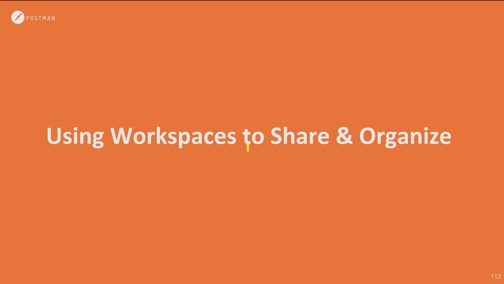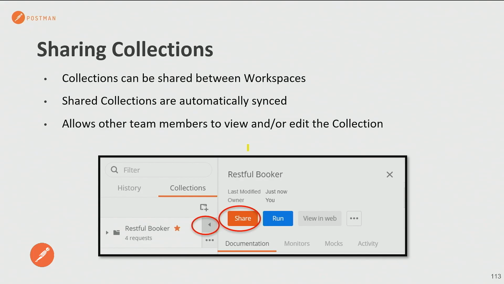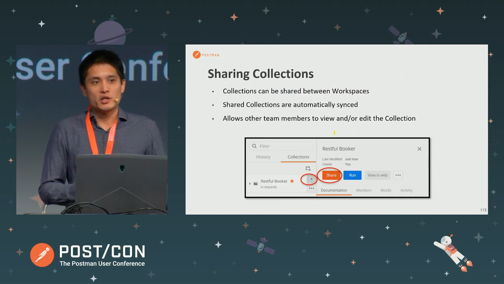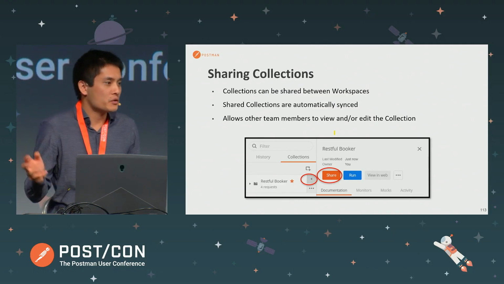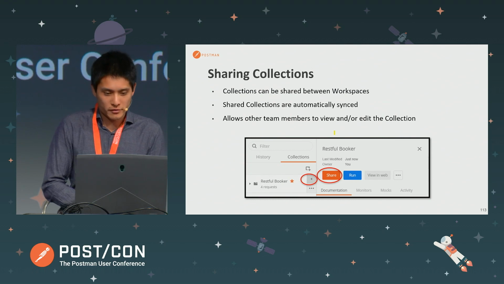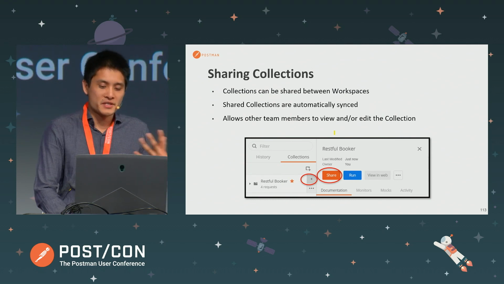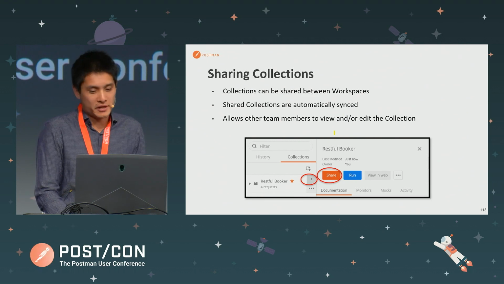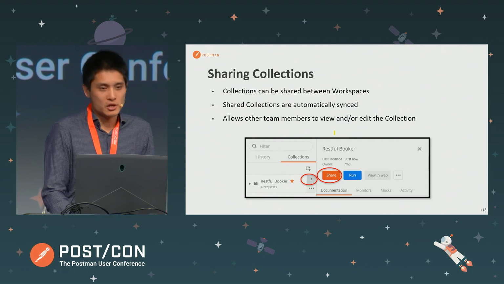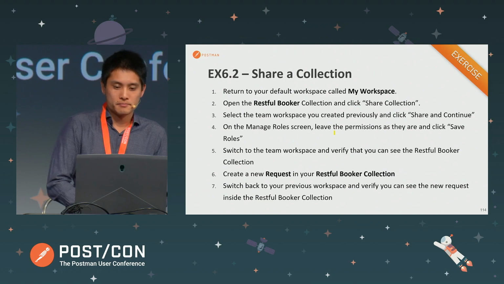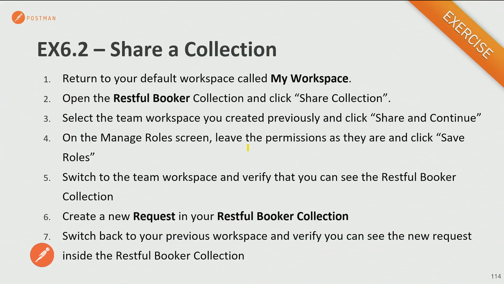Now, once we have our workspaces, we can start to share and organize our collections. So collections can be shared between our workspaces, and they're synchronized, which means if I update the collection on one workspace, it'll be automatically reflected in any other workspace that the collection is shared with. So other team members can view and or edit the collection as well. They can create new requests or modify the existing requests. And that's what we'll do here. We will share that RESTful Booker collection with the workspace that we created. We'll share it with the team workspace.